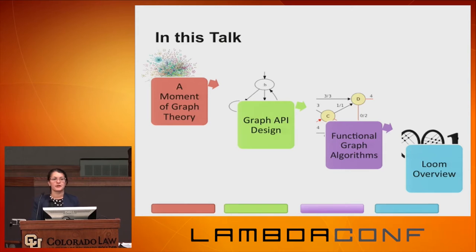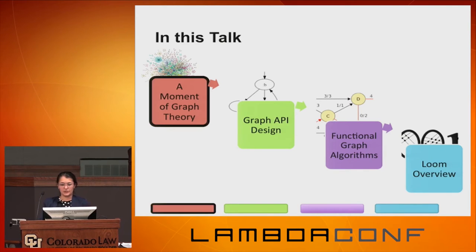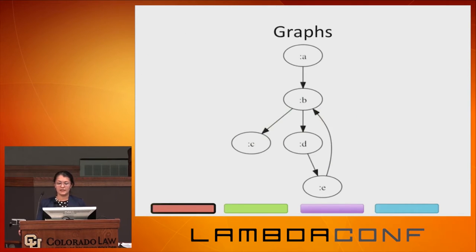So let's take a moment for graph theory first. Graphs are collections of nodes and edges, and the nodes are connected by edges. So on this graph, we see nodes A, B, C, and D, which are connected by some edges.